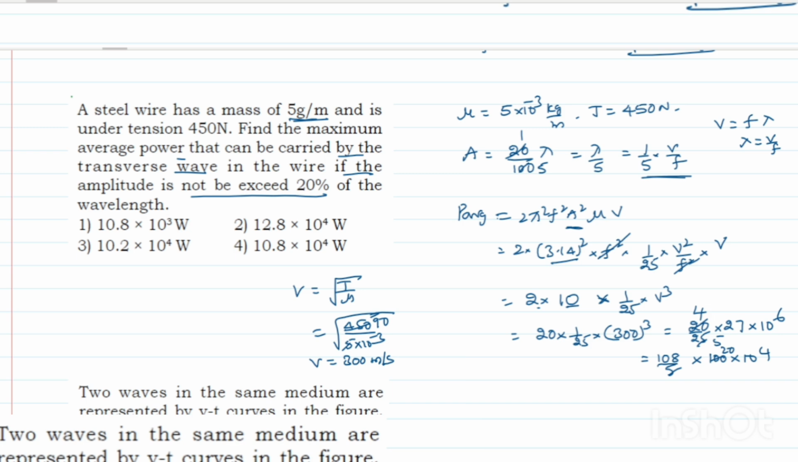2 into 10 it's okay, 20 by 25 into 3 cube, 27. This is 5 4s 5 5s, 27 and 4 into 27 we will be getting 108. So here we will be getting 108 by 5 into 10 power 6. This is 10 power 4, you can write 5 20 times, and here this one you can write as 108 into 20.